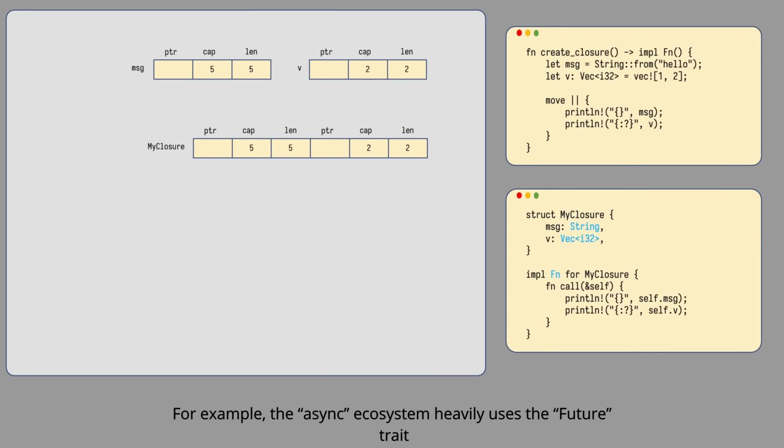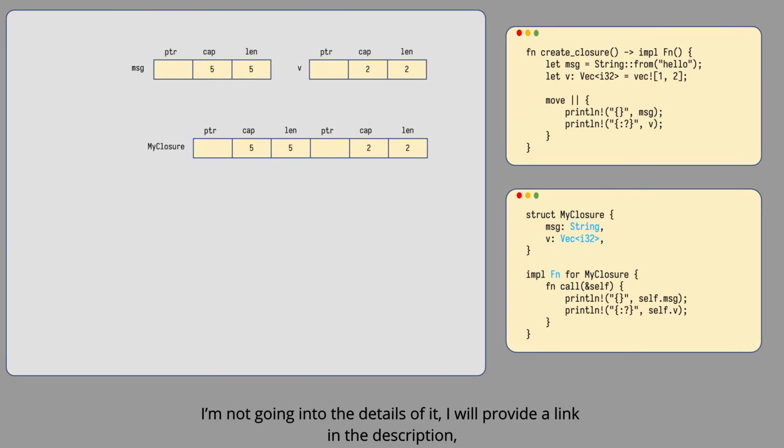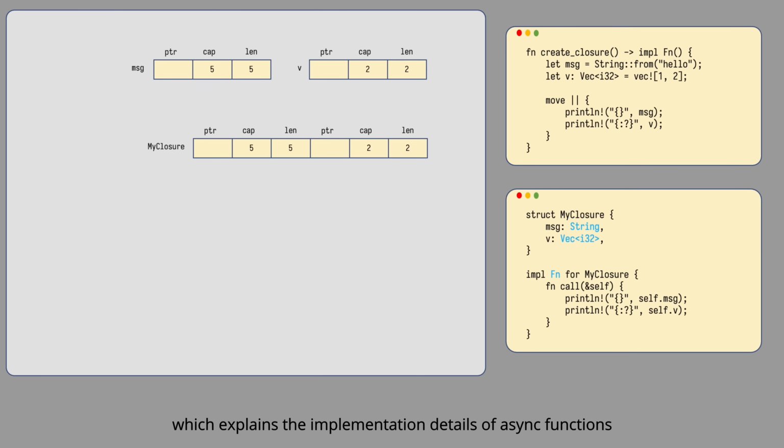For example, the async ecosystem heavily uses the Future trait. In memory, the compiler uses an enum to represent the actual object and implements the Future trait on it. I'm not going into the details of it. I will provide a link in the description, which explains the implementation details of async functions.